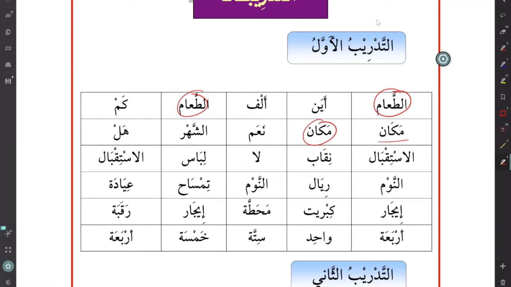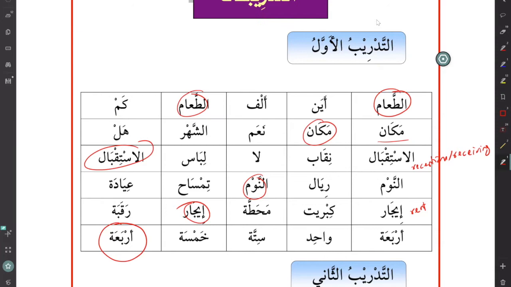Al-istiqbal means the receiving or the reception, reception or receiving. Okay, so it has that kind of meaning, right? And here's the word. An-nawm is the sleep, and here is a nawm. Ijarun is rent, right? Rent. And here's your ijar. And we have arba'atun, which is 4, okay? And we have 4 here, right?